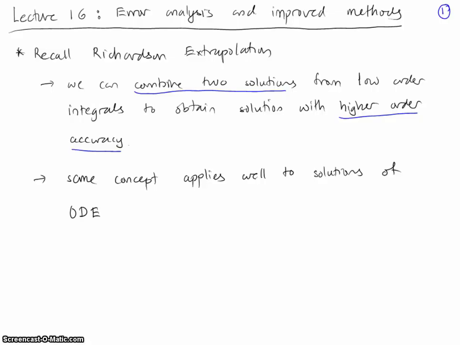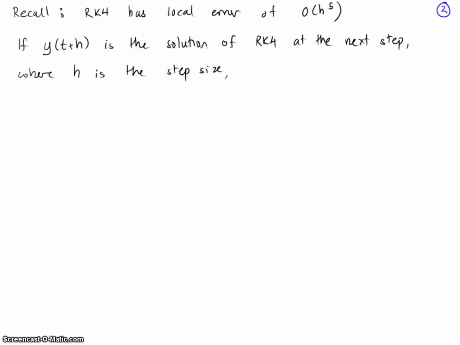So for example, you can combine two trapezoidal rules to get a solution that has the same order of accuracy as your Simpson's 1/3. Since solutions of ODE are essentially the same as performing an integral, we can also apply the same concept that we have with ODE solvers with the Richardson's extrapolation.